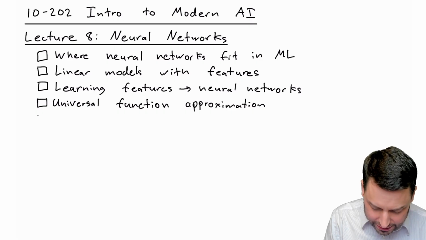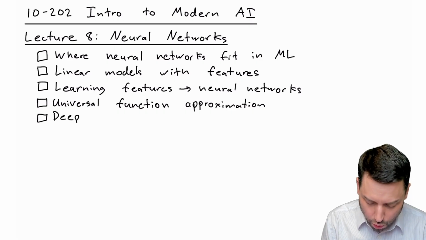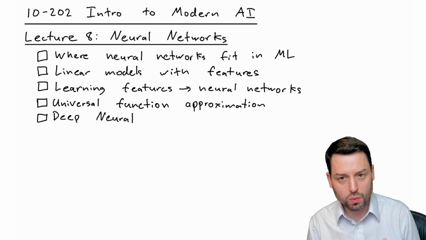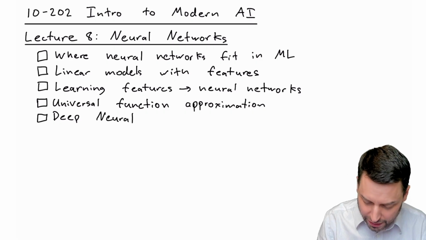And finally, we'll end talking at least briefly about deep neural networks. Why we might want to go beyond a simple two-layer network, which is what we'll introduce at the start, to talk about deeper neural networks.